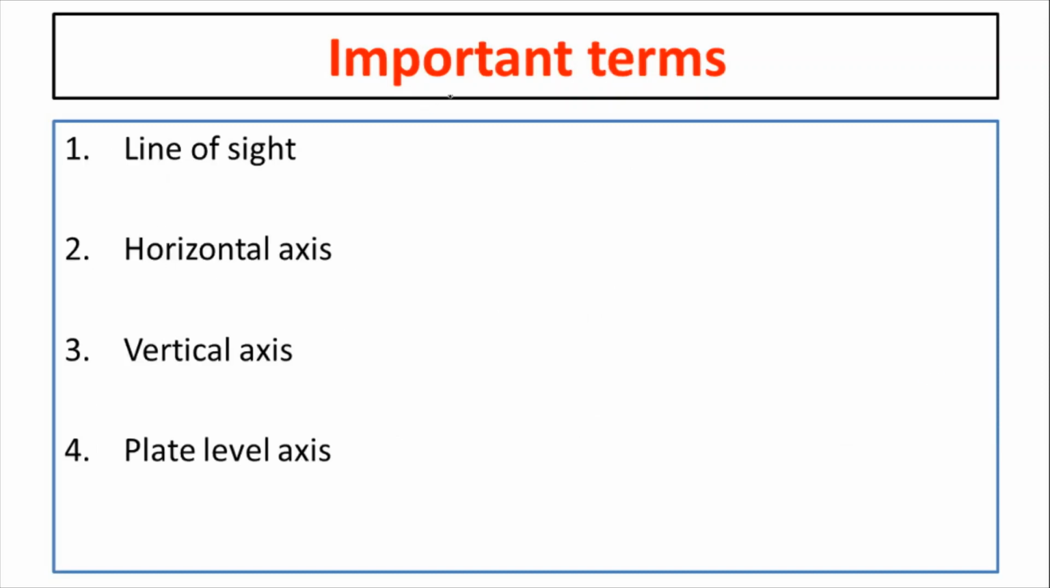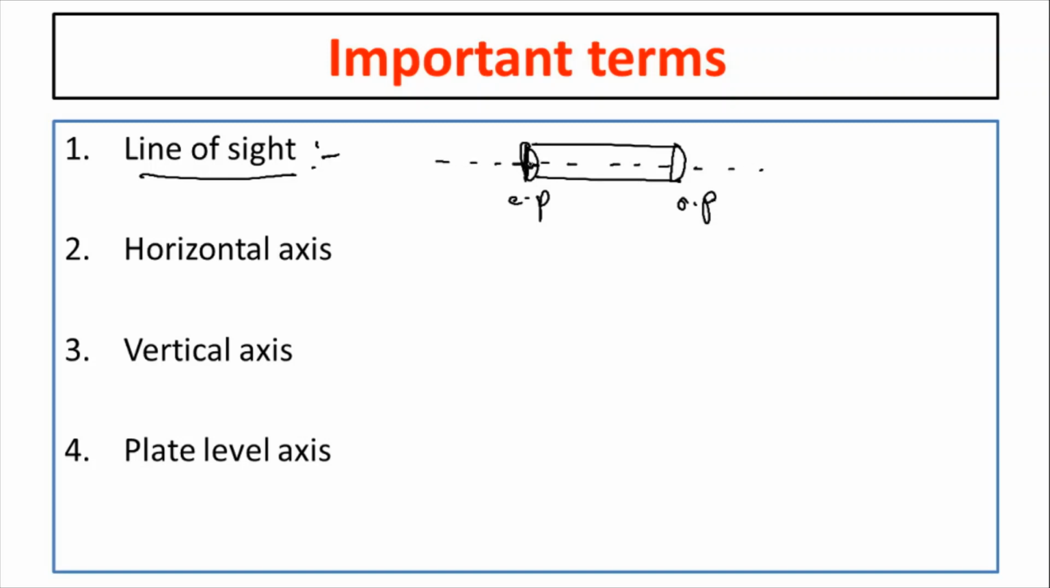And next one is important terms of the theodolite. The first one is the line of sight. If you take the theodolite, it consists of a telescope like this. On the telescope, this is the eyepiece suppose, and this is the object piece. The eyepiece consists of the crosshairs like this. Now the line joining the intersection of the crosshairs to the optical center of the object piece is called the line of sight.